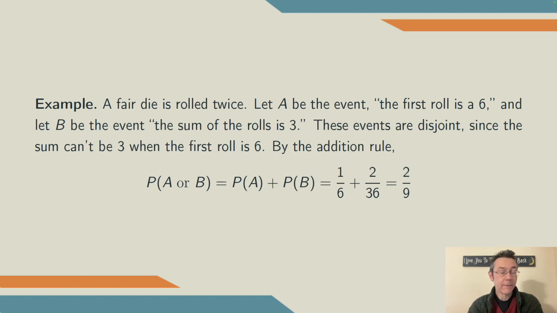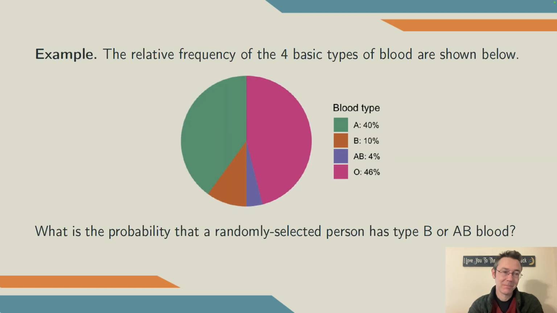The probability that the first roll is a 6 is 1 in 6. There's 6 possible outcomes, one way that the event can occur. And the probability that the sum of the two rolls is 3 is 2 in 36. There's two ways to get a sum of 3, if you get a 1 and a 2, and if you get a 2 and a 1. And there are 36 possible outcomes when you roll two fair dice, 6 times 6. We add those two numbers up, we simplify the fraction, and we get 2/9.